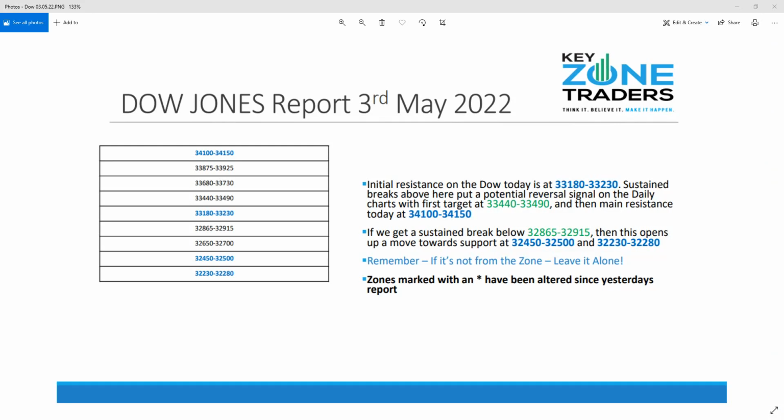Okay, so moving on to the Dow Jones, we said initial resistance on the Dow today was at 33,180 to 33,230, with sustained breaks above there showing a potential reversal signal on the daily charts, with the first target at 33,440 to 33,490, with main resistance at 34,100 to 34,150. If we got a sustained break below 32,865 to 32,915, then it opened up moves towards support at 32,450 to 32,500. So now let's go and have a look at the Dow's action today.